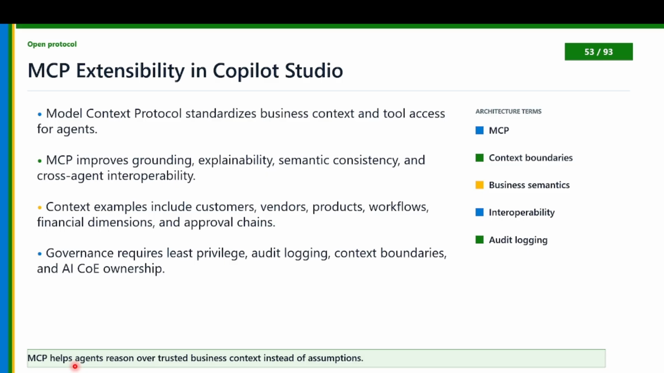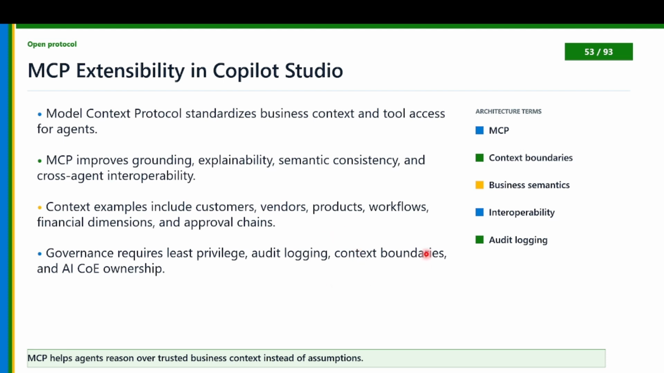Part of governance is implementing role-based access control, tight security, least privilege, and audit logging every activity, every piece of information coming from the external sources and going to the agent. How the agent also uses this information should be properly logged, and the context boundary should also be governed.